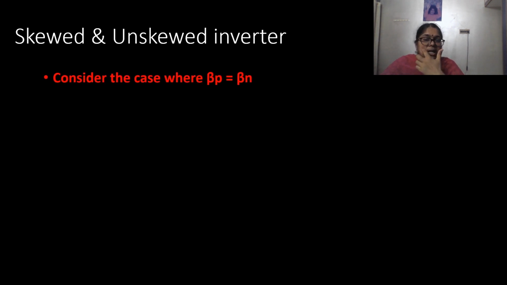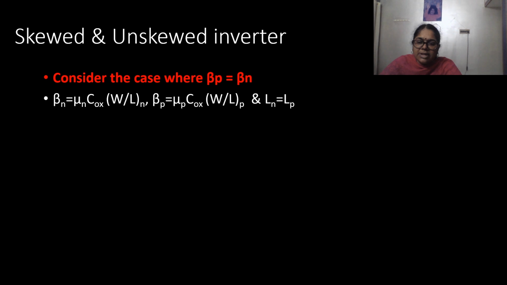Now let us study what is a skewed and unskewed inverter circuit. Skewed or unskewed inverter circuit we will study or analyze based on the beta, or the device transconductance, of pMOS and nMOS. So consider the case where beta P is equal to beta N. We know beta is given by mu Cox W by L. L, that is the length of the channel, depends upon the process technology which is used for the fabrication.